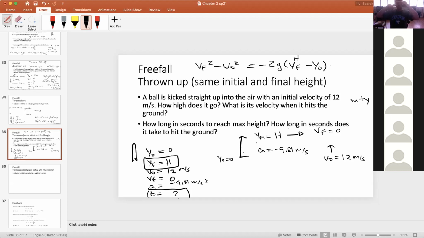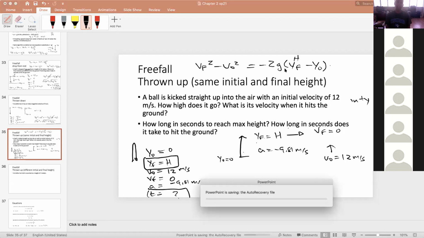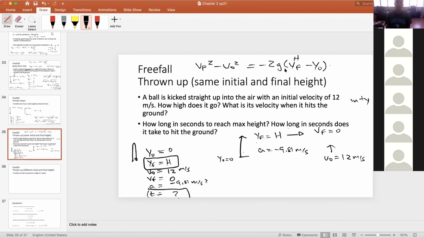Yeah, Alejandro, at the top, it momentarily has an instantaneous velocity of 0 as it changes direction and starts falling back to Earth. The acceleration is always the same. It's always gravity. But the velocity is momentarily 0. It still has acceleration there. The Earth is still pulling it back. It's just stopped its upward motion and it's starting to have downward motion.